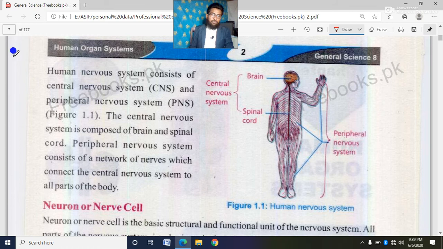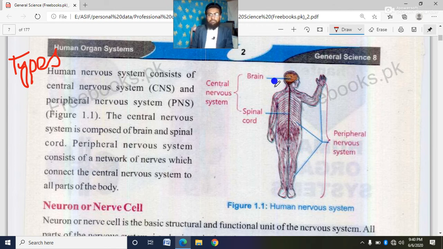Types. Dear cadets, the human nervous system consists of the central nervous system and the peripheral nervous system. Dear cadets, there are two types of nervous system. Number one, central nervous system, and number two, peripheral nervous system. Dear cadets, what is the central nervous system? The central nervous system is composed of brain and spinal cord. Dear cadets, there are two components of the central nervous system. These are the brain and spinal cord.